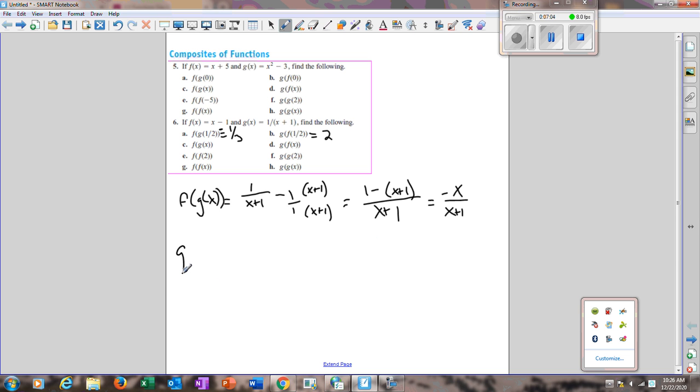Part D, g of f of x. Means I'm plugging f of x in everywhere I see an x. So this is going to be 1 over, and then here's the f function. So then x minus 1 plus 1 leaves me with just x in the denominator.